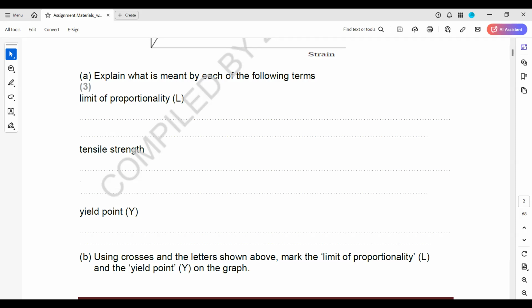So tensile strength is the maximum stress, or the greatest stress, before the object fractures or breaks down. And the last one is the yield point. Yield point is the point at which plastic deformation begins, or the point at which the material shows a large increase in the strain for a very small increase in the stress. We can also call that the yield point.